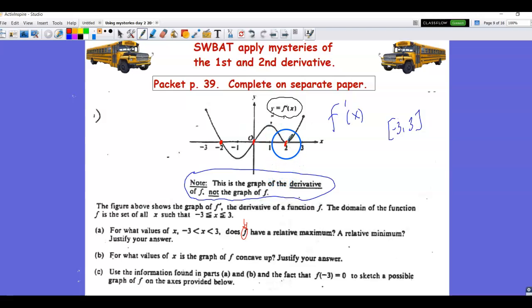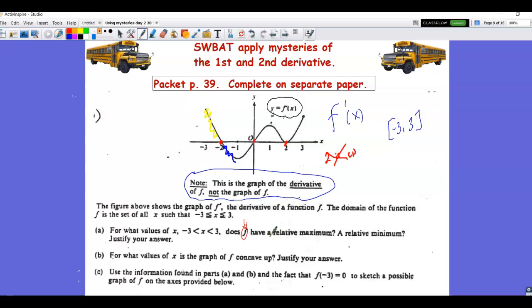However, at x equal to 2, the sign of the first derivative does not change. So 2 is a critical number, but no local max nor local min will occur there because the sign of the first derivative doesn't change. Now back at x equal to -2, we can see that the first derivative changes from positive to negative. And so if the first derivative changes from positive to negative at a critical number, we have a relative maximum.